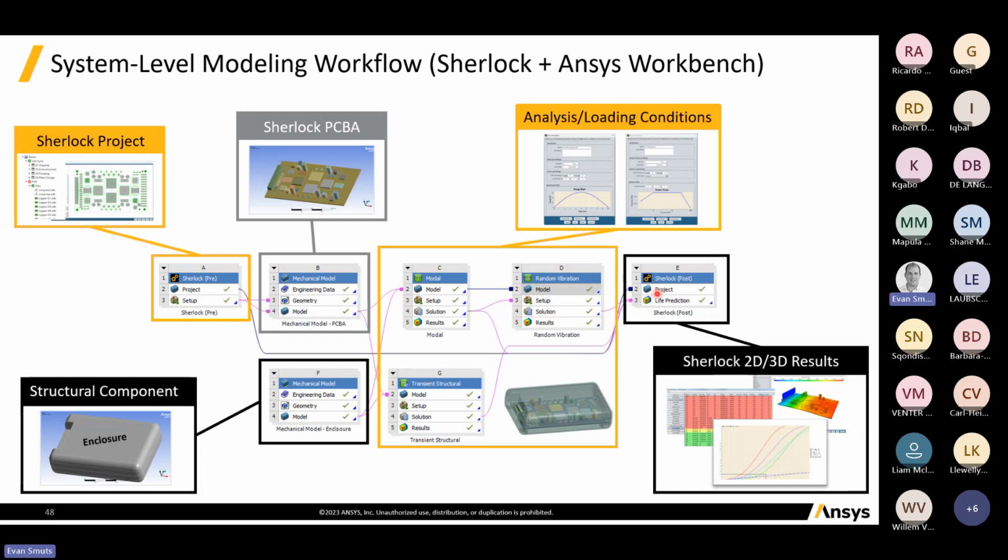And then we can also take this information back into Sherlock. So we can still get the same reliability predictions that we would like to see from Sherlock, but now it includes all this detail of the casing, or at least it's seen through the different stiffness of the PCB, the changing stiffness that now gets translated into Sherlock, and then we can make our predictions from there.